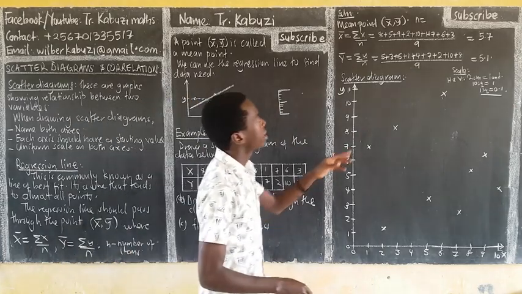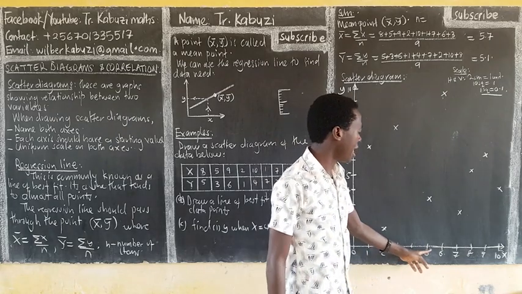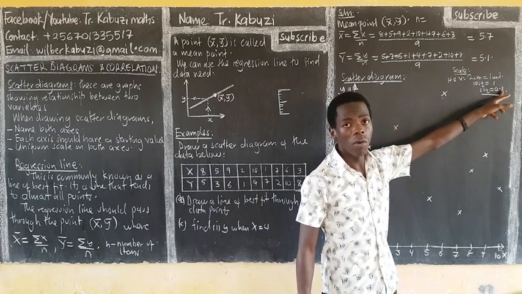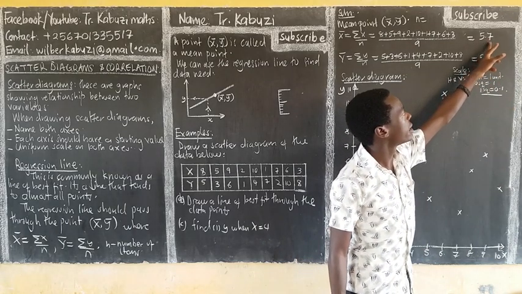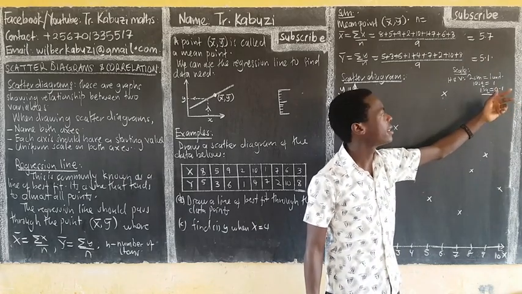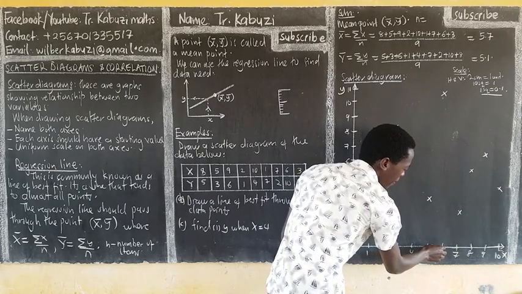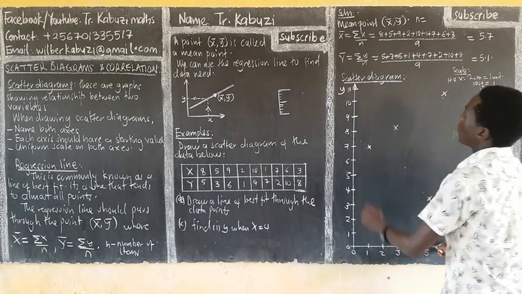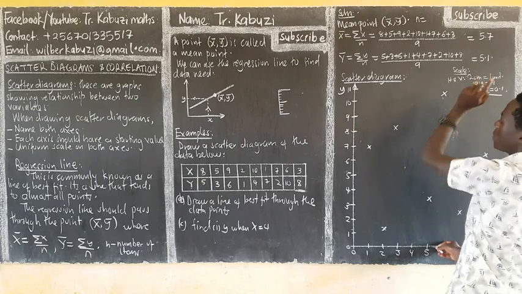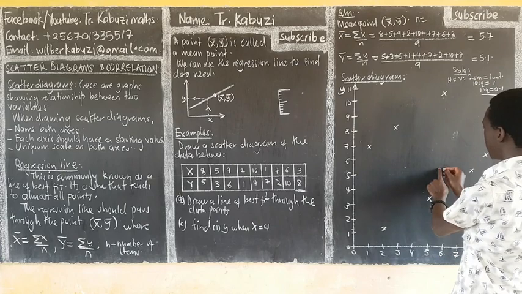So now we want to plot the x bar, which is 5.7. So 5 is here. It means that if this small square is 0.1, I need 0.7 more, so I'm going to move 7 small squares. When you count your 7, 1, 2, 3, 4, 5, 6, 7, my 7 is here. Then on the y bar, I need 5.1. 5.1 means that we need only 1 small square. So this is where my point is going to be.